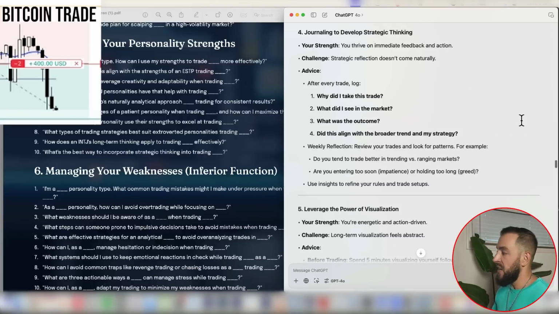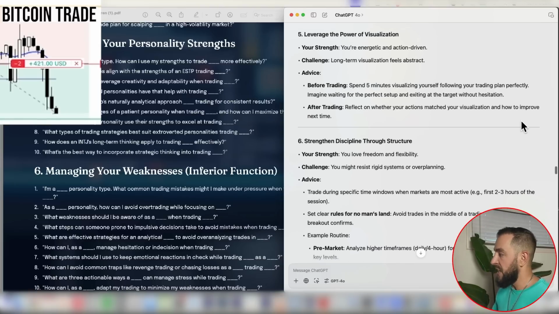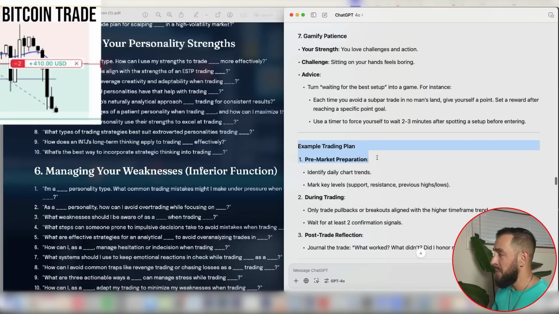and on. Journaling to develop strategic thinking, leveraging the power of visualization, strengthen your discipline through structure, gamifying patience, and an example trading plan where you have pre-market preparation, during your trading, specific things that you do to protect yourself from your weaknesses, and then a post-trade reflection.